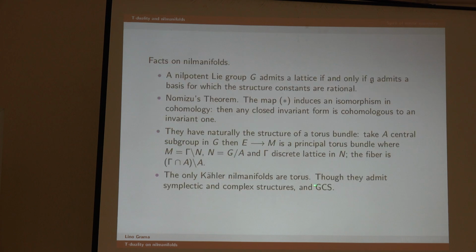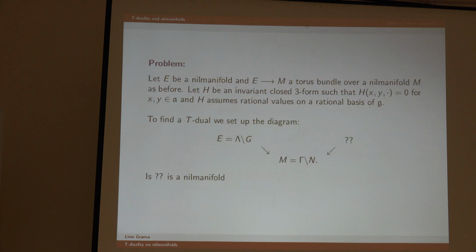Okay, this is an invariant. Invariant symplectic, invariant complex, etc. Okay, and now it's the problem. Suppose we have E a nilmanifold, the fiber of some base. And how to build this guy. And we assume the three-form assumes rational values on a base of the Lie algebra.